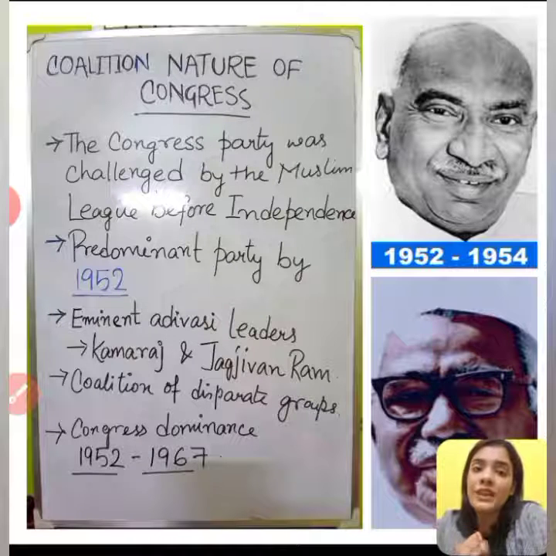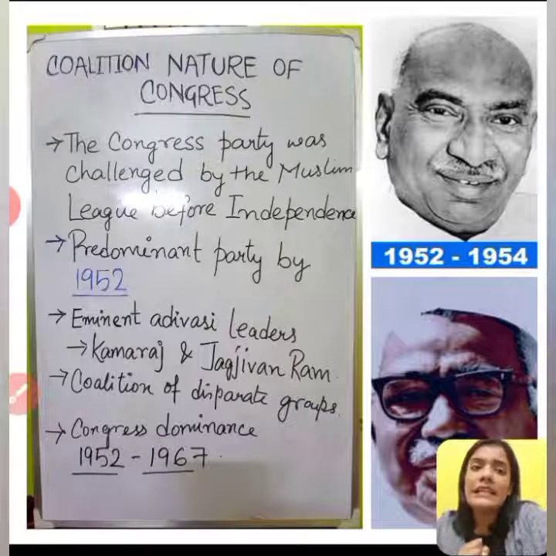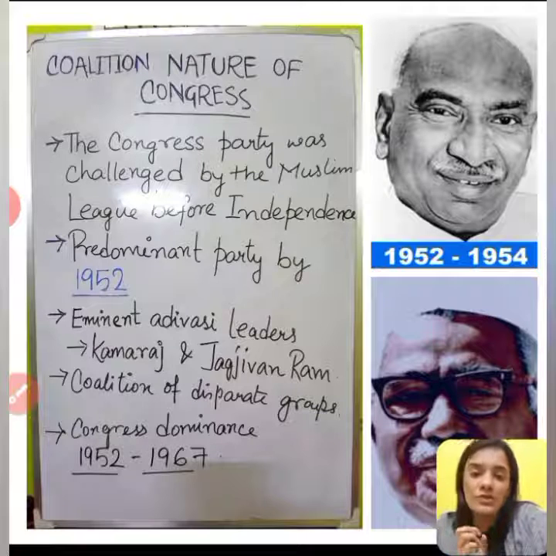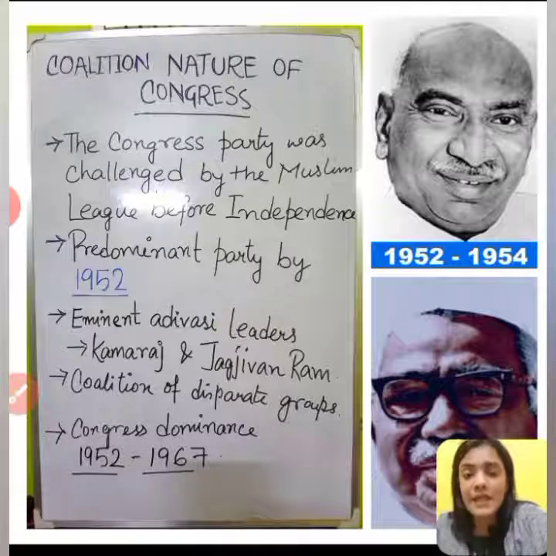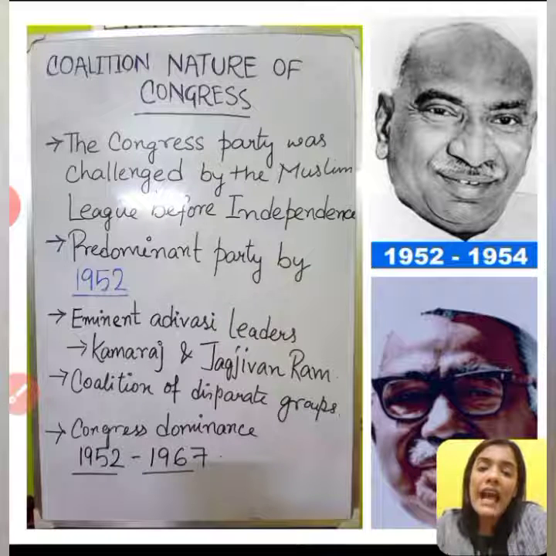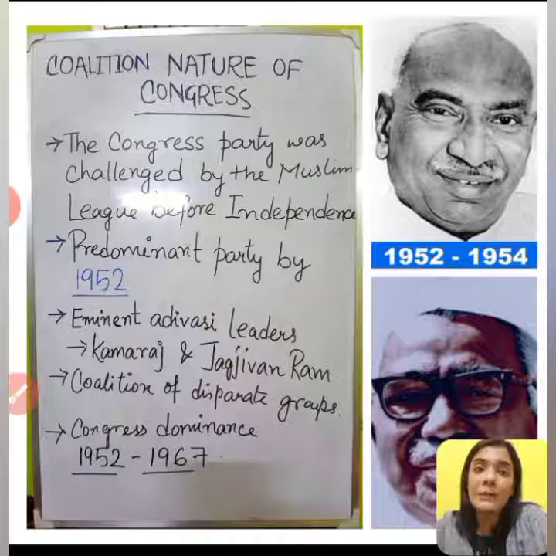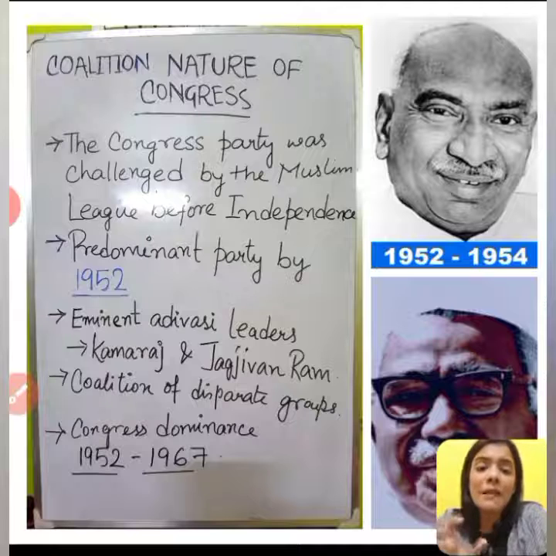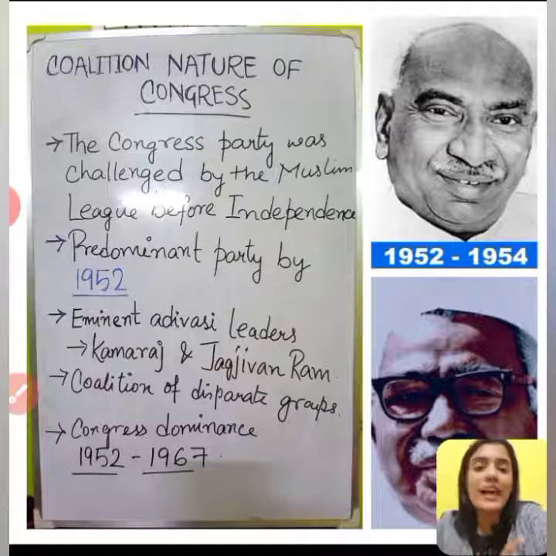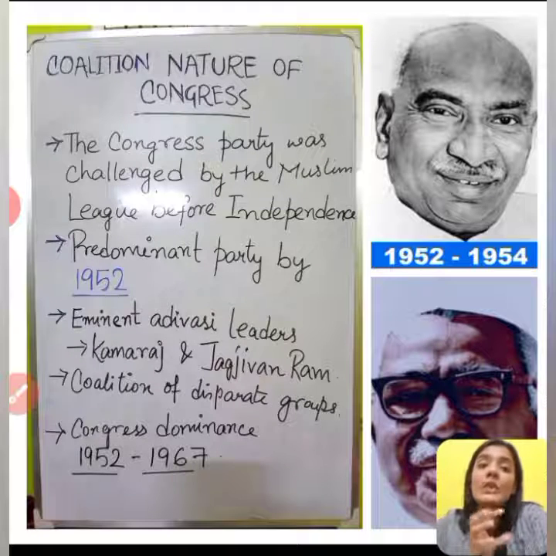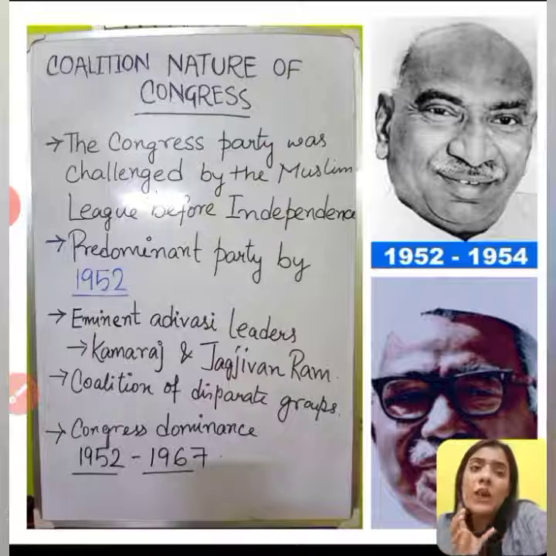Thus, Congress was a coalition of disparate groups. Disparate groups means different groups. Leftist parties like the CPI and rightist parties like the Bharatiya Jana Sangh acted better as pressure groups rather than opposition parties. Those parties existed, but they were not recognized as proper opposition parties because their strength was not as high as the Congress. Their manpower and support were not as high. Because of that, those parties were considered only as pressure groups but not as opposition groups.